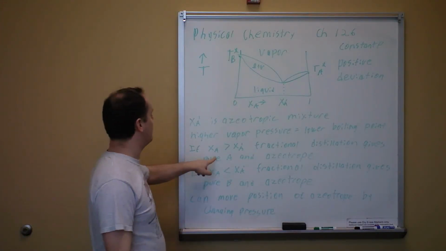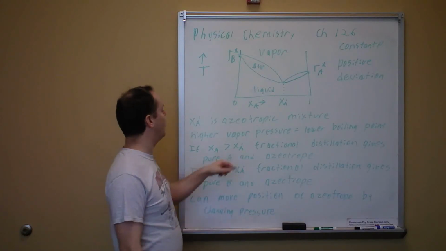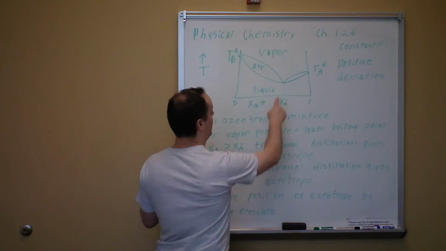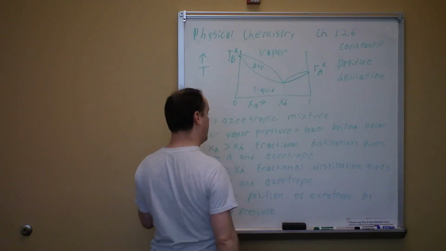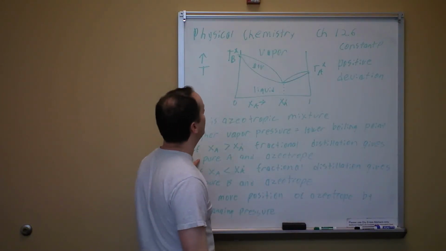So if the mole fraction that we're looking at is greater than the mole fraction of A prime, and we do fractional distillation, just think of your tie line. You're going to get pure A.